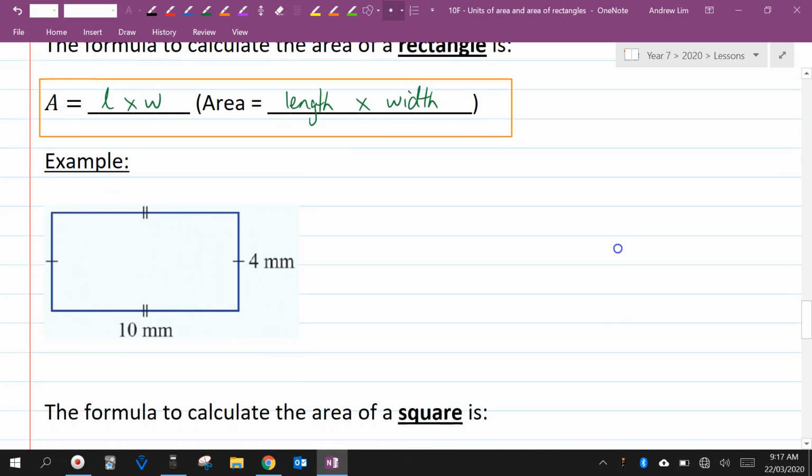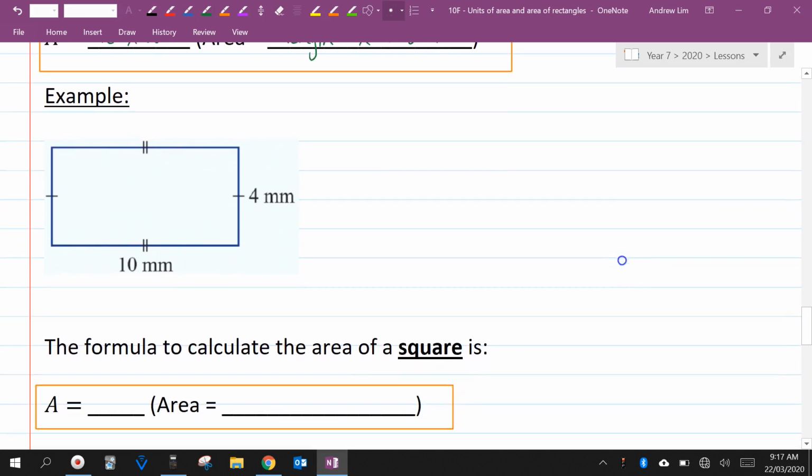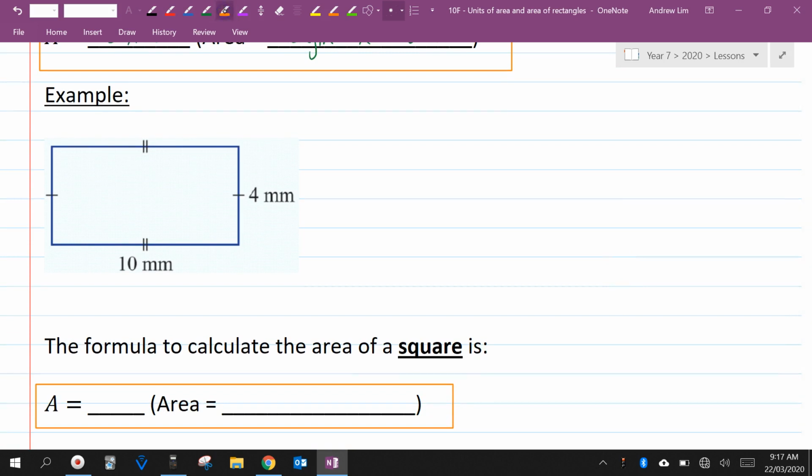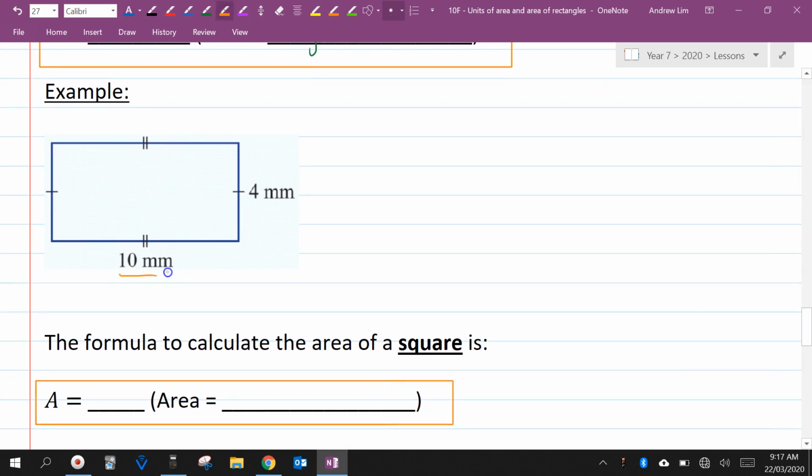Okay, so let's have a look at a few examples. Here we've got a rectangle. The length is 10, the width is 4. So if the area is length times width, and the length is 10, and the width is 4, then the area is 10 times 4, which is 40. But we need our units, and because this is millimeters and this is millimeters, we have square millimeters.